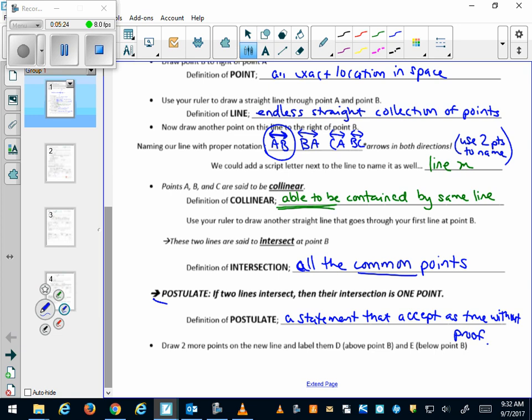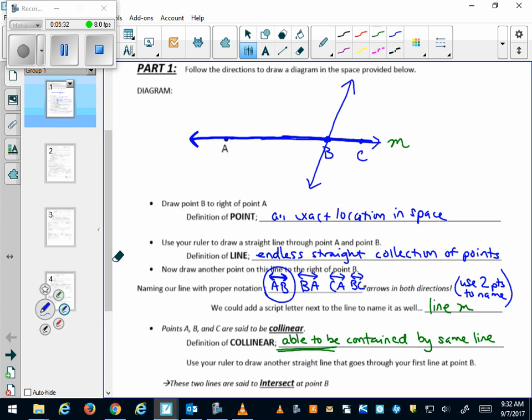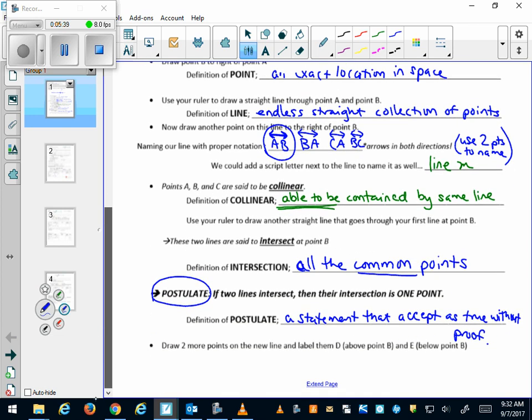So this is our first postulate right here. It says if two lines intersect, then their intersection is always 1 point. So that we're just going to accept that as being true. When we intersect two lines, they're always going to intersect at 1 point. Now, lines don't always have to intersect, but when they do, it's going to be at a point.